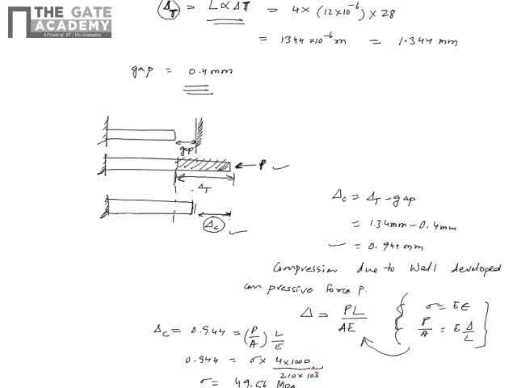Now we have to decide whether it's tensile or compressive. It's quite intuitive that it has to be compressive, because that much length reduction has to be provided by the wall force P, which is compressive in nature. So 49.4 MPa compressive stress is developed because of the compressive load P due to the wall. So the answer is option B. Thank you.